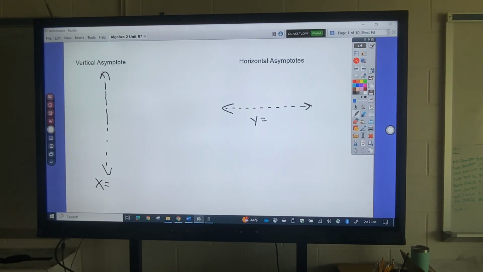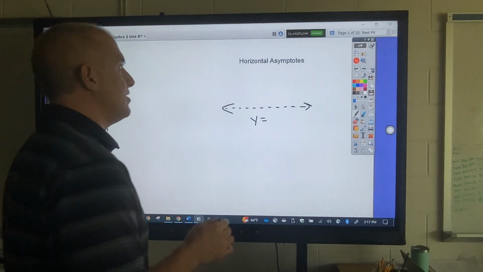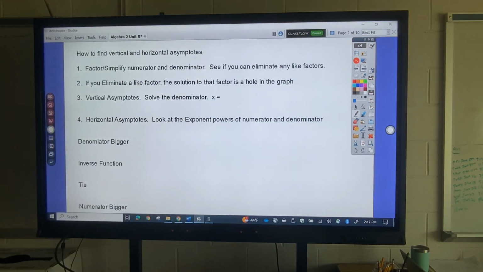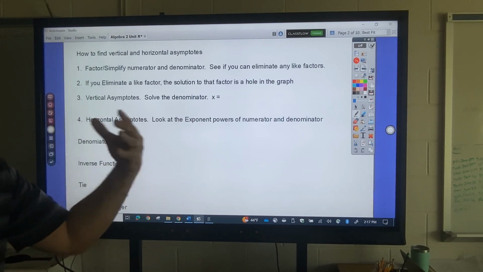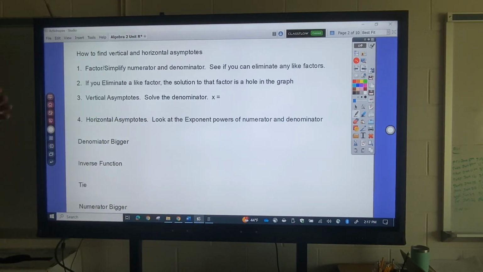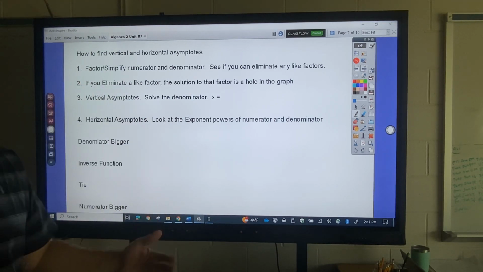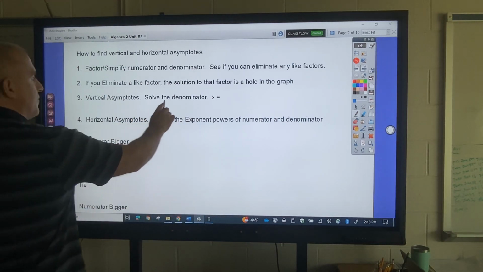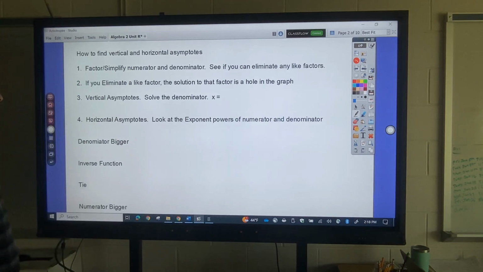Now, what we have to be able to do is look at an equation and find the asymptotes. To find the vertical or horizontal asymptotes, what we want to do is factor or simplify the numerator and denominator, and see if you can eliminate any like factors. We'll get into that in a little bit. If you eliminate a like factor, the solution to that factor is a hole in the graph. The vertical asymptotes are found if you solve the denominator, and it is an x equals.